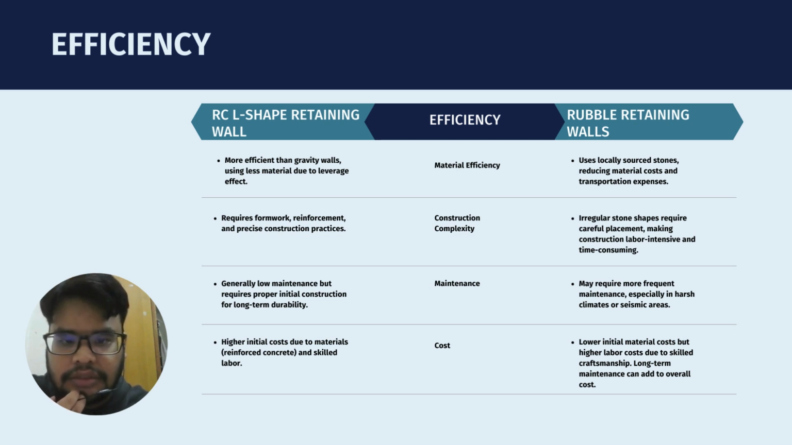Maintenance-wise, RCL-shaped walls generally require low maintenance if properly constructed, while rubble walls may need more frequent maintenance, especially in harsh climate or seismic areas. Cost considerations reveal that RCL-shaped walls have higher initial costs due to the material and skilled labor, whereas rubble walls have lower material costs but higher labor costs, with potential long-term maintenance expenses.